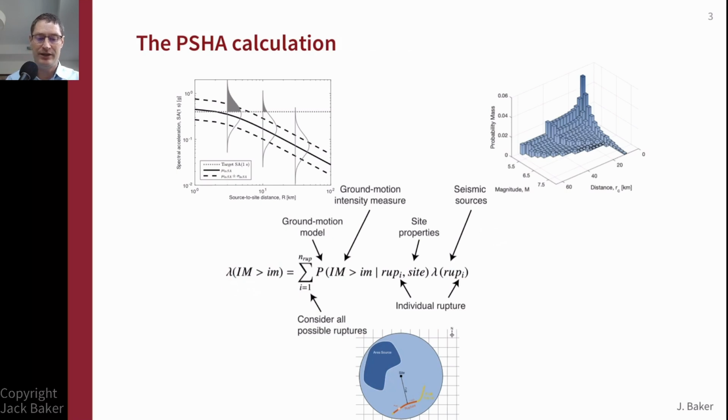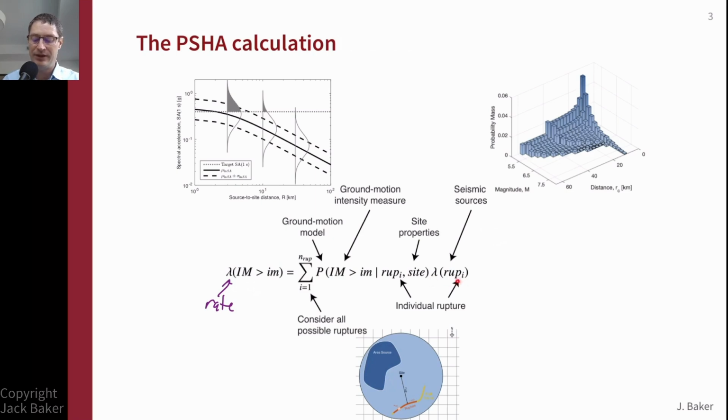Our goal here is, as usual, we'll use lambda for our rate. We want to figure out what's the rate of a ground motion intensity measure, IM, exceeding some threshold, lowercase im. That's our goal. We're doing something like the total probability theorem here, but with rates of ruptures instead of probabilities of ruptures. But the layout's basically the same. Now let's come over to the right.